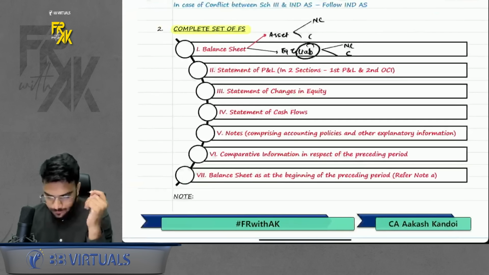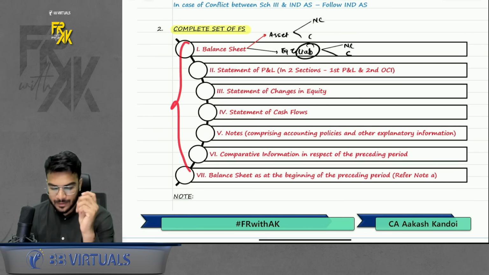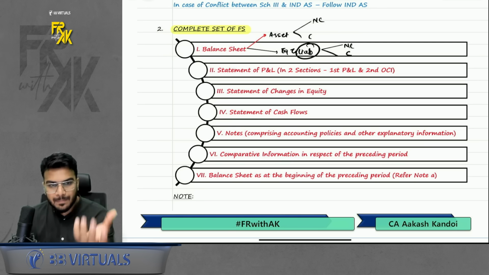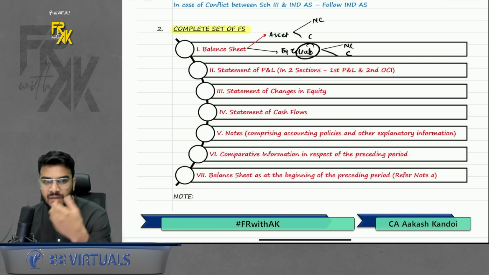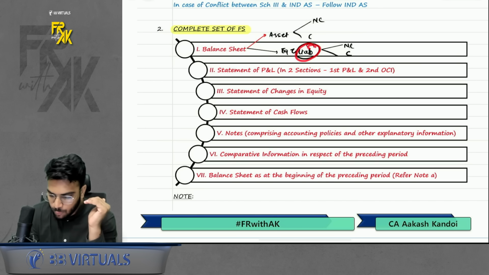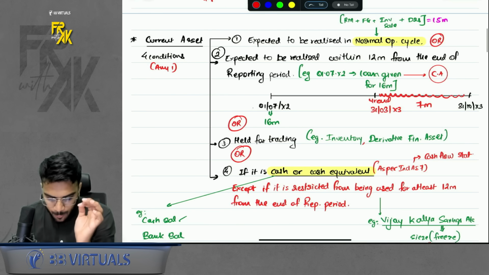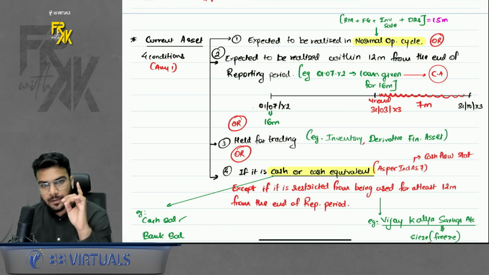Anyways, for all of this complete set, we start discussing each one of them. The first point is the balance sheet. In the balance sheet, the major classification is current and non-current, because in assets also we have to show current and non-current, and in liabilities also. So first we will go through the definition of current asset. There are 4 conditions. We have to meet any one. If any one is met, it will be current.